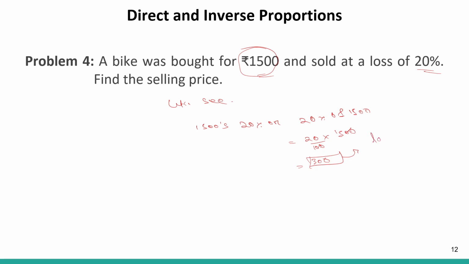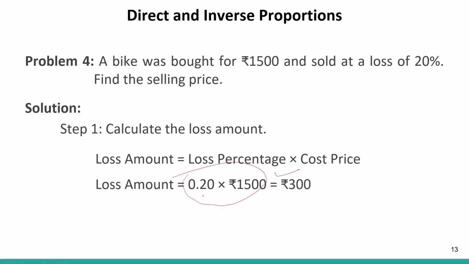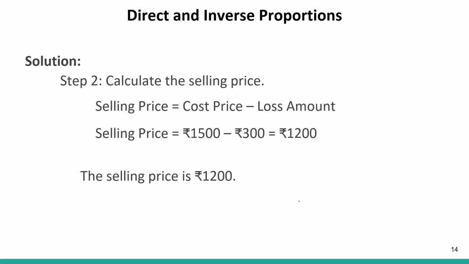Discount, not loss. So the new selling price is 1500 minus 300, which is equal to 1200. So this is the correct answer. The loss amount is 0.20 into 1500, and 0.20 is nothing but 20 by 100. So we are arriving at the same steps and same concept. This is 300, so the selling price is cost price minus loss amount: 1500 minus 300 is 1200. The selling price is 1200.